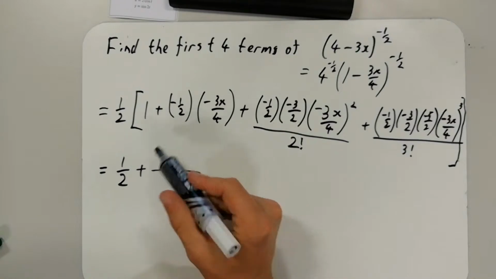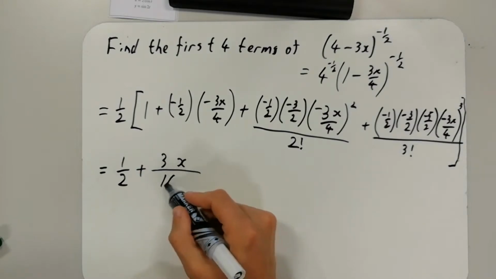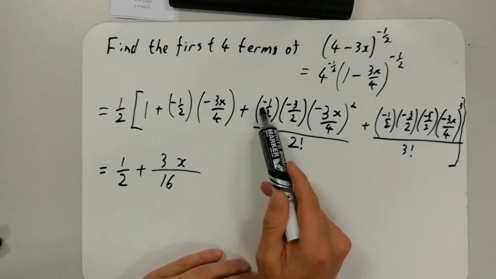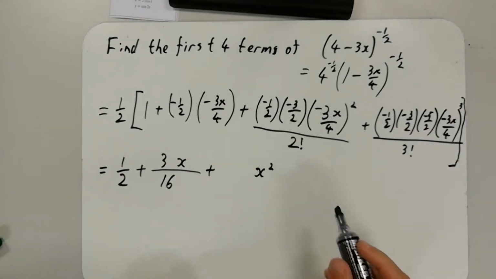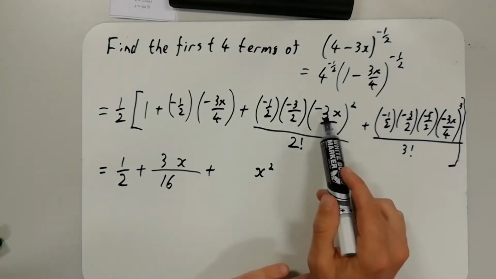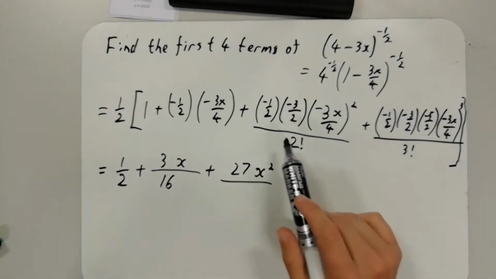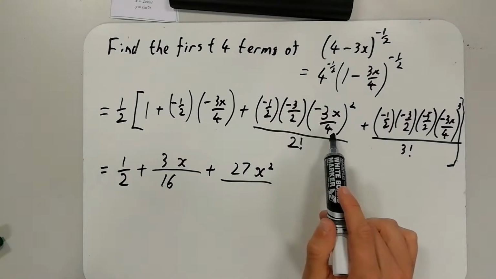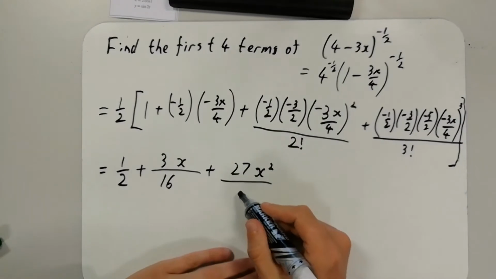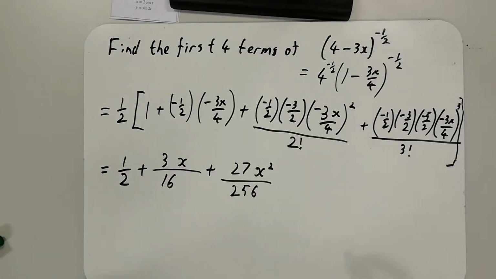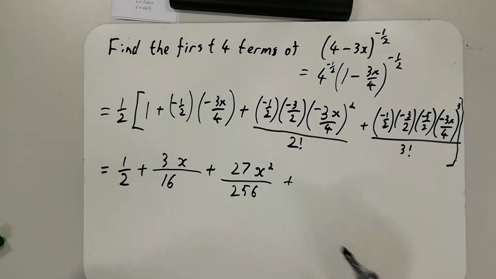So the numerator is just 3x, and the denominator 2 times 2 times 4, 16. Again, check your sign first. Negative, negative, negative squared, positive, x squared. Numerator first. 3 squared is 9, times 3 is 27. And now the denominator, 2 times 2 times 4 squared, 16, 32, 64, 128, 256. Sign again, negative, negative, negative, negative cubed. It gives us a positive again.